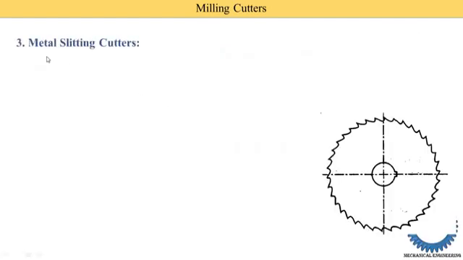Next are the metal slitting cutters. A metal slitting cutter is used to divide the workpiece into two parts. By default its thickness is lower compared to other tools because it is used to separate the workpiece or divide it into multiple pieces. So they remove only small amounts of material from the workpiece.